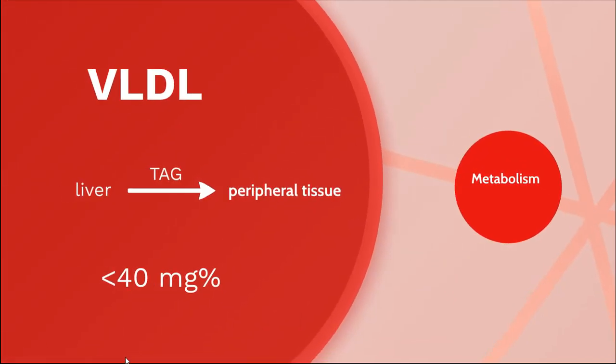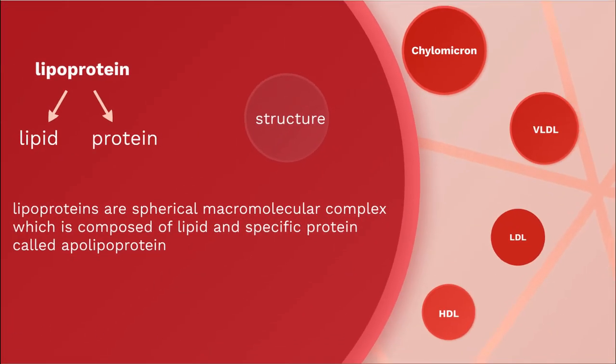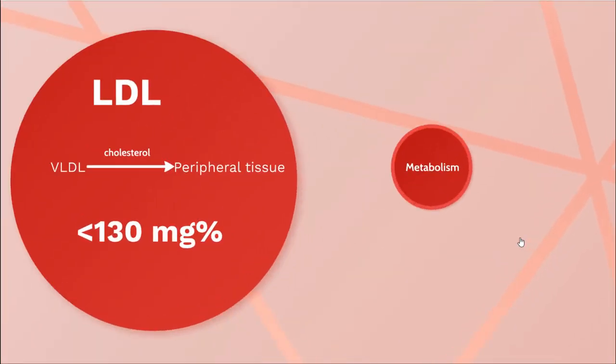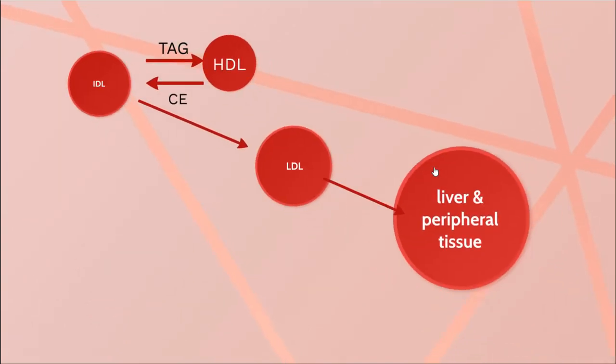So this is how VLDL transports endogenous lipids from the liver to the peripheral tissue, and the desired level of VLDL is less than 40 mg%. Easy, right? Now let's discuss LDL metabolism. LDL is produced from VLDL in the circulation, and their function is to transport cholesterol in the peripheral tissue. Let's see how it is metabolized.